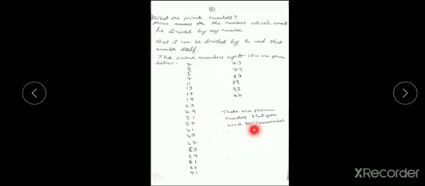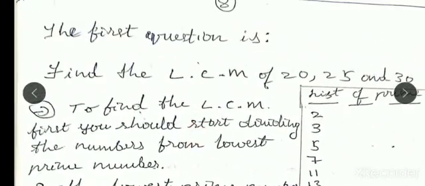You see it here. If you want this information to be with you, you can take a screenshot. Okay. Now I will move. Let us go to the first question.